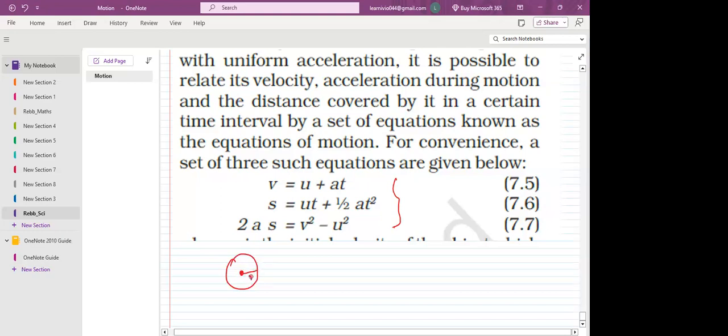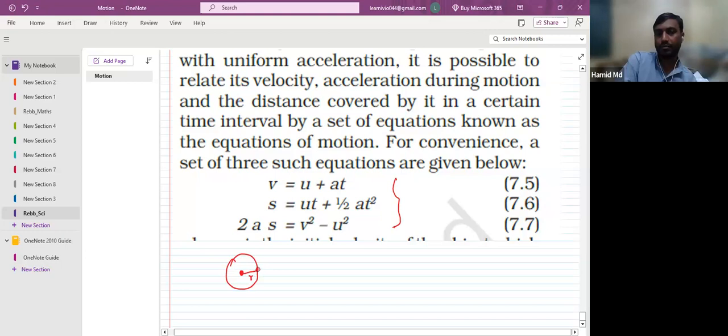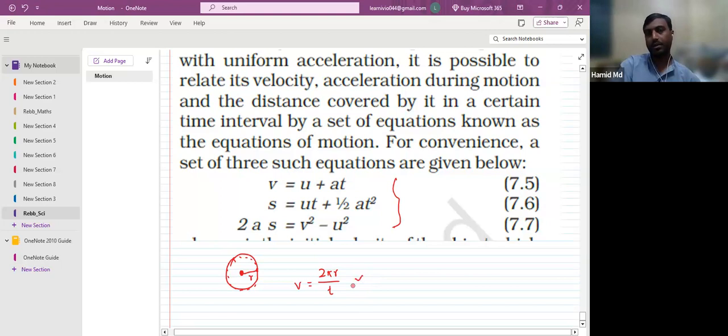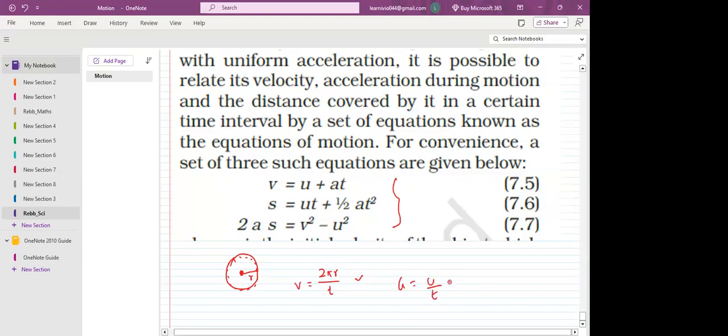This is a circle of radius r, and an object started from this position and travels on this path. So the circumference is 2 pi r. If we divide it by t, we will get the velocity. This will also be the average velocity. If you want to calculate the acceleration, velocity over time will be the acceleration A. We will get the acceleration the same. So now you read yourself.